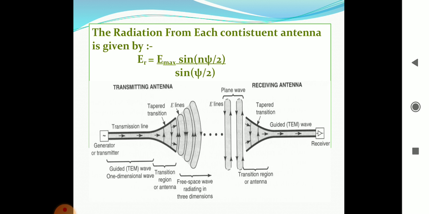Now the radiation from each constituent antenna is given by E_R = E_max sin(nψ/2) / sin(ψ/2).